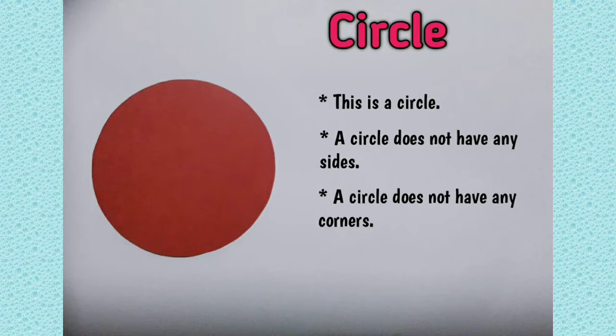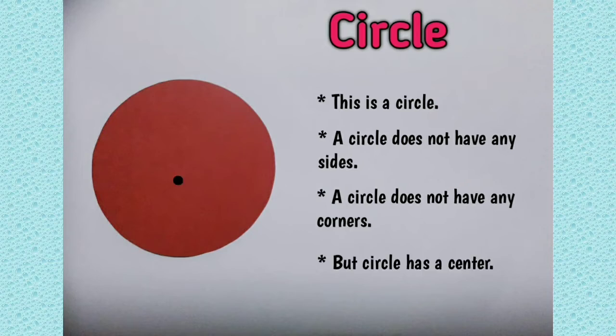A circle does not have any corners. Children, can you see any corners in the circle? No. So, a circle does not have any corners. But, a circle has a center. Can you see the center, children? The arrow is indicating the center of the circle. So, a circle has a center.